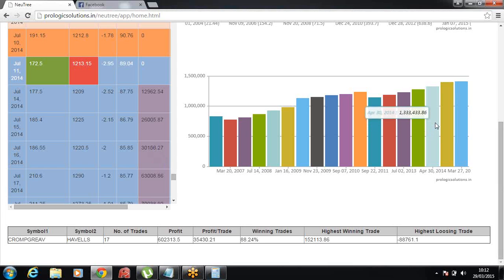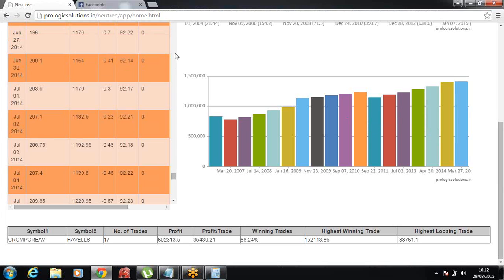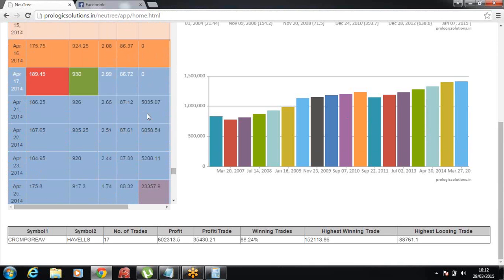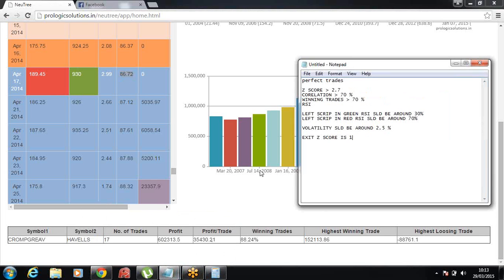Now we'll go to the third trade. This is in April 2014. So we had this particular trade, again Crompgreav short, and we bought Havells here. This particular pair, your Z-score is 2.99, 86% is your correlation. We were looking at 70%.